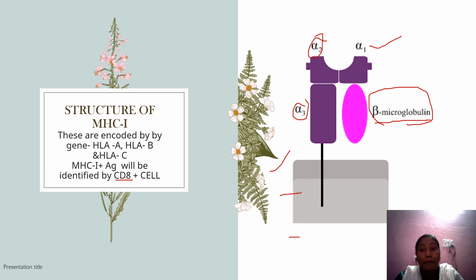So peptide binding is between this, that is, the groove between alpha 1 and alpha 2. This is alpha 1 and alpha 2. This is a groove, and the peptide binding will take place between alpha 1 and alpha 2. That is the peptide binding groove, we can say.